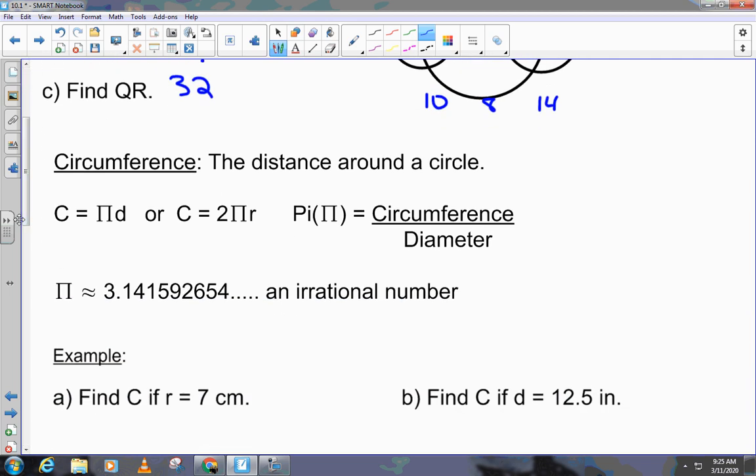All right. Now, circumference. Circumference is the distance around a circle. Like if I were to take a string and wrap it around this circle and then cut it and lay it out flat, that is the distance around the circle. That's called a circumference, okay?